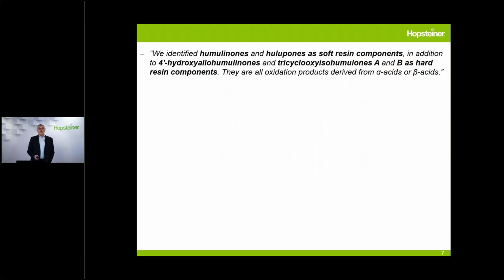The main components this group could analyze were humulinones and hulupones. These are degradation products of alpha acids and beta acids, and they are part of the soft resin fraction. Whereas 4-hydroxy-allo-humulinones and tricyclo-oxy-isohumulones A and B could be identified as degradation products present in the hard resin fraction. But they all come from the alpha and the beta acids.